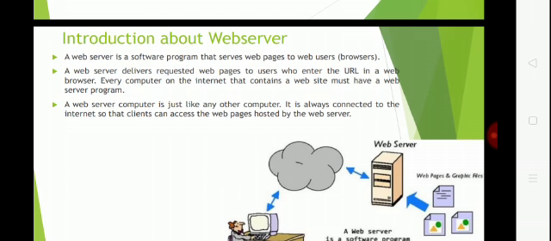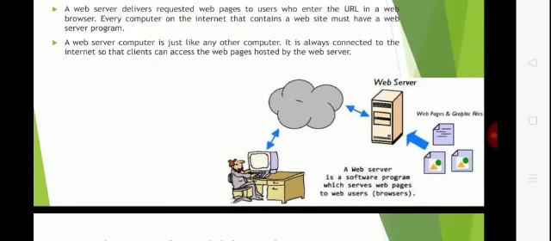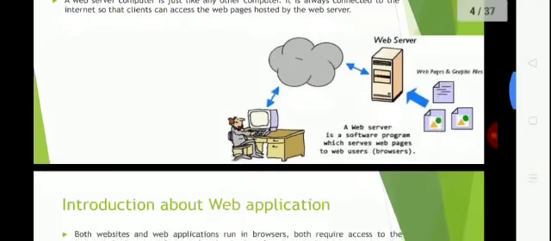Every computer on the internet that contains a website must have a web server program, and it's always connected to the internet so that we clients can access the web pages hosted by the web server. Also, this web server is mostly designed to serve static contents. Static content means that it can be HTML or image, and doesn't provide any facilitation for the implementation of business projects or any other things. So below that there's a picture which clearly depicts how this request and response between these clients and a web server is done.